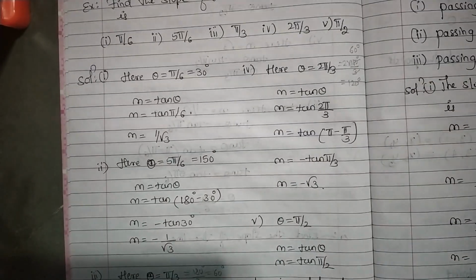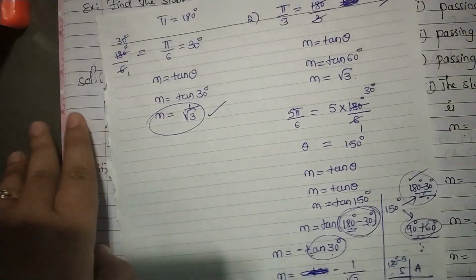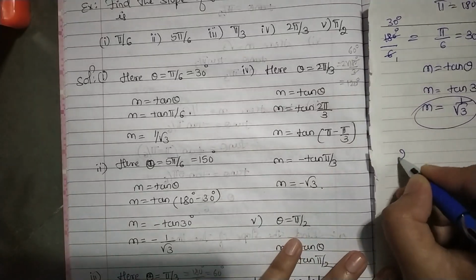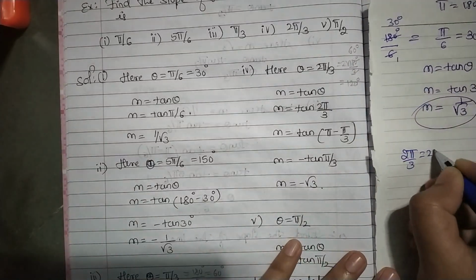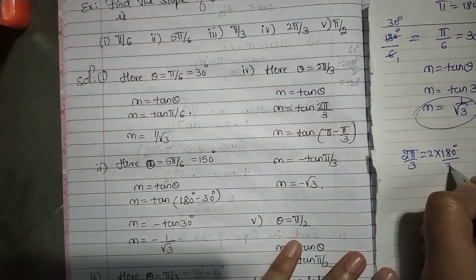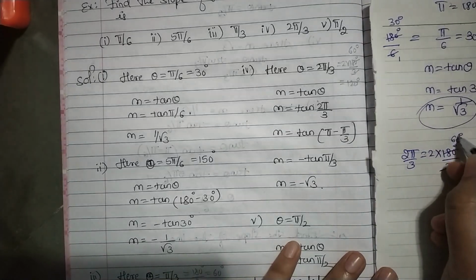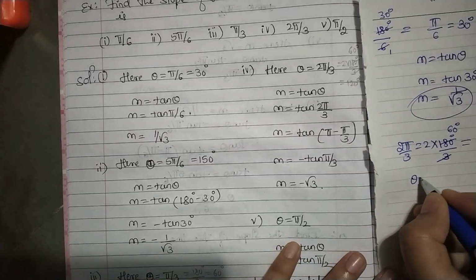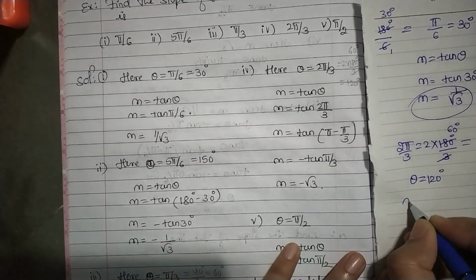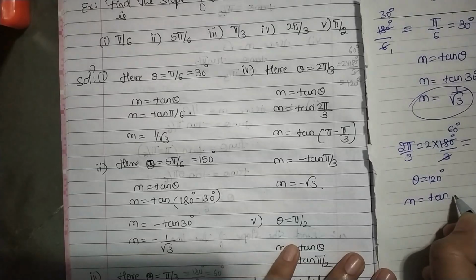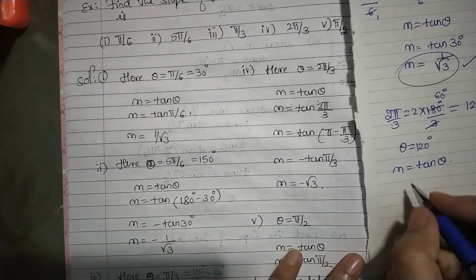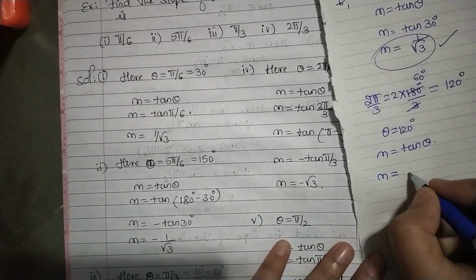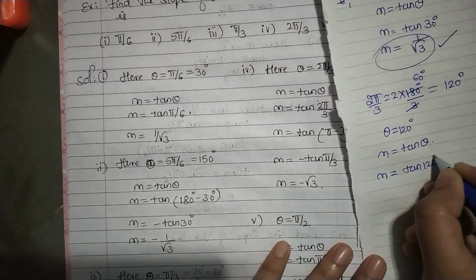Next, simplify 2 pi by 3. That is 2 pi by 3. Let us see what angle it becomes. 2 into 180 degree by 3. 3 ones are 60 degrees. So 2 into 60 degree is 120 degree. We got theta is 120 degree. Theta is given. Therefore we can use the formula m is equal to tan theta. So m is equal to tan of 120 degree.